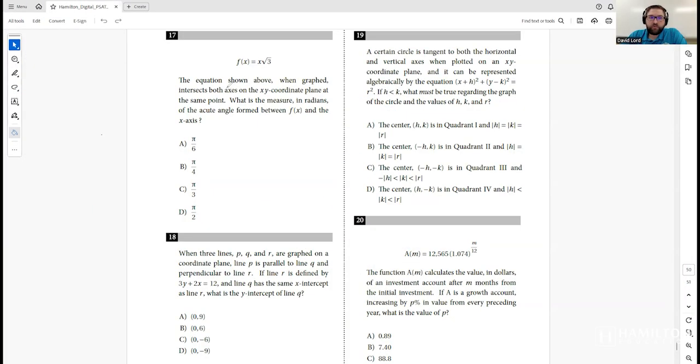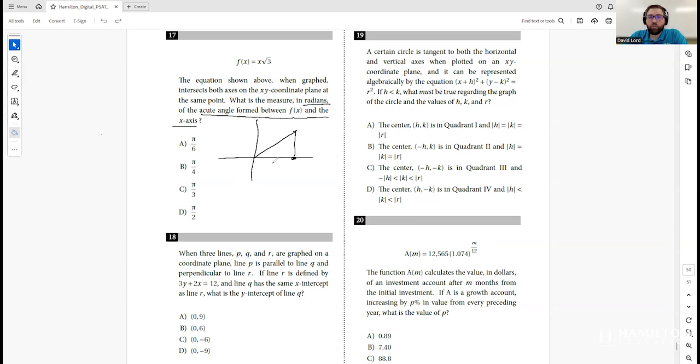Y is equal to x root 3. When this equation shown above is graphed in the xy coordinate plane, so your normal graphing Cartesian plane, what is the measure in radians of the acute angle formed between the y and x-axis? So we can graph it out. Y equals root x looks something like this.